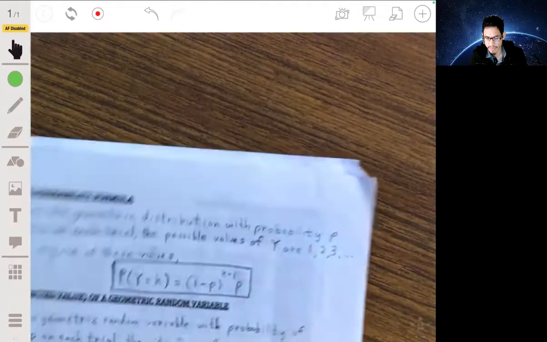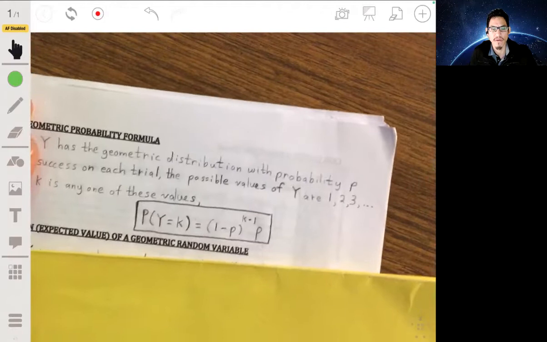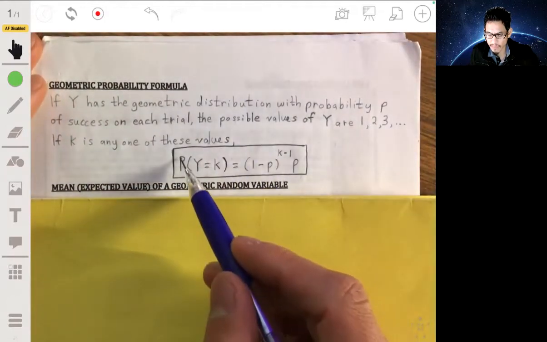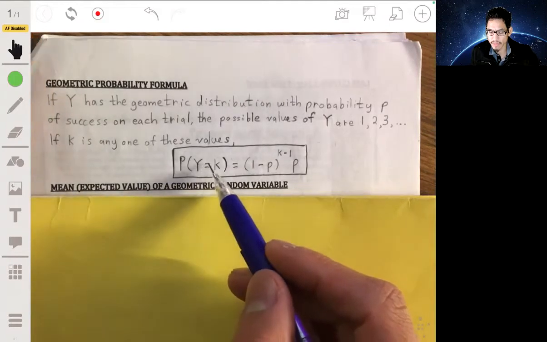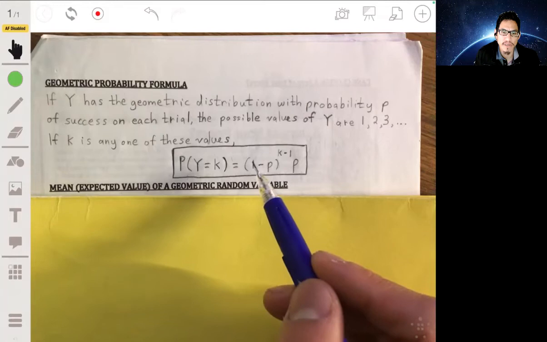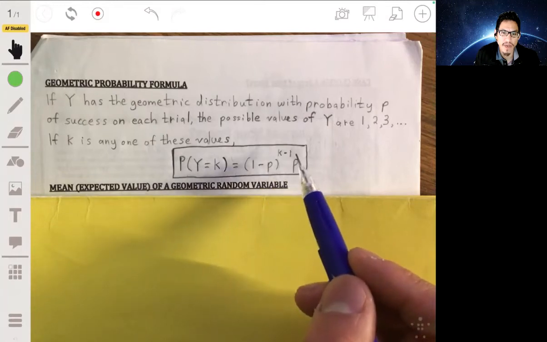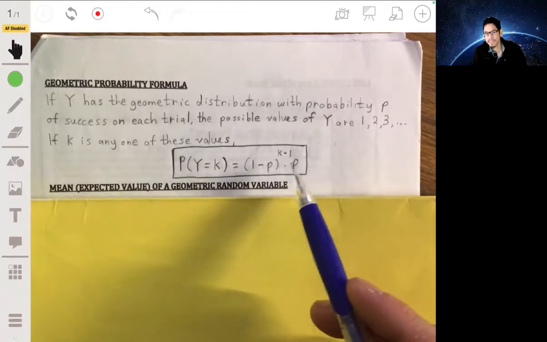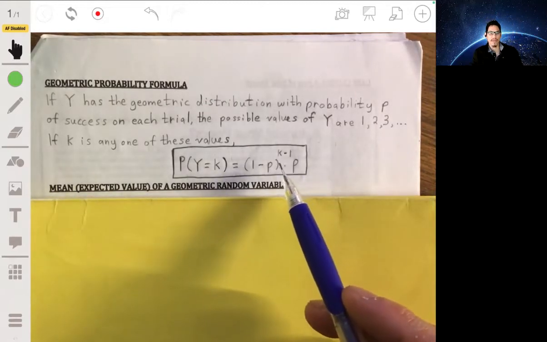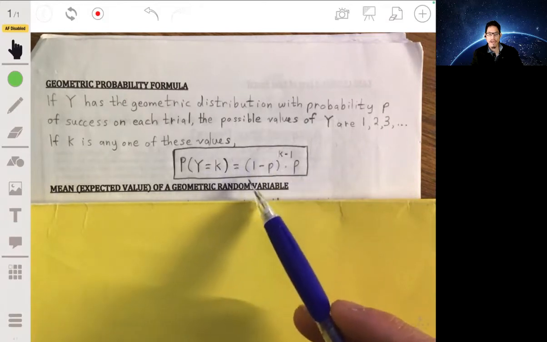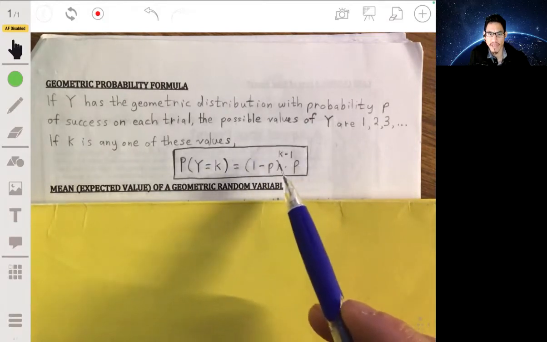The geometric random variable probability formula is given as the probability that y equals k. So the probability of having a success on your kth trial will be equal to (1 minus p) to the k minus 1 power, times p. Honestly, sometimes this makes these problems more complicated when you have to use it, because you kind of overthink it. But let me briefly break it down.